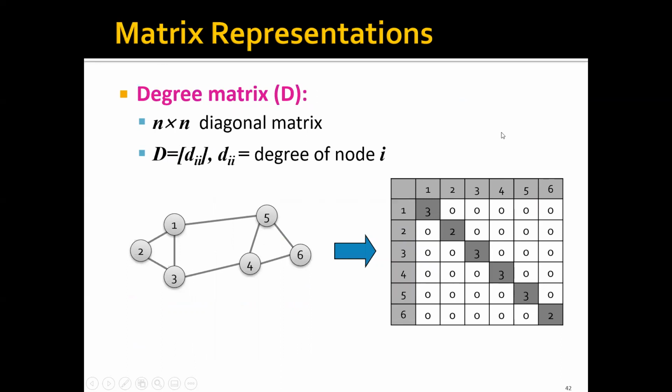Let's define a degree matrix D, which is a simple n by n diagonal matrix where d_ii, the ith element in the diagonal, is equal to the degree of node i. For example, in this graph, the corresponding degree matrix would be this diagonal matrix. We can see that the degree of node 1 is 3. Correspondingly, this element in the matrix is 3.